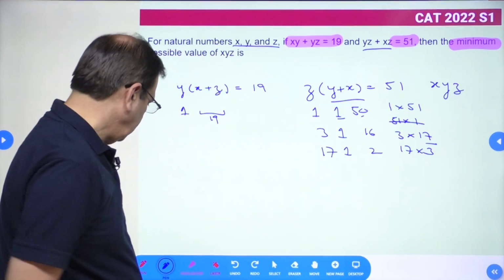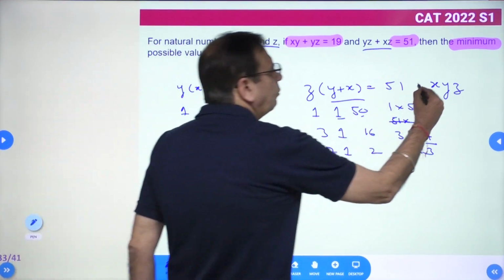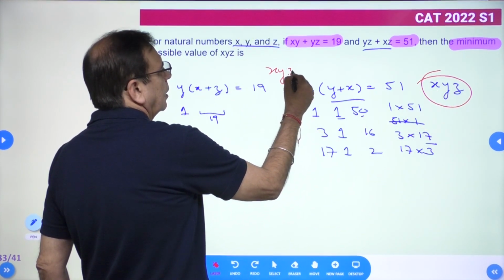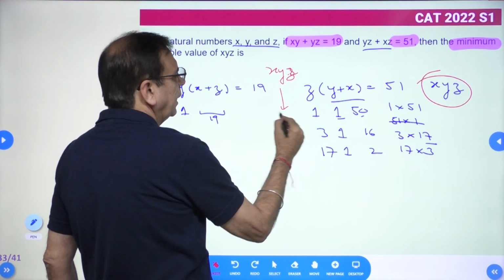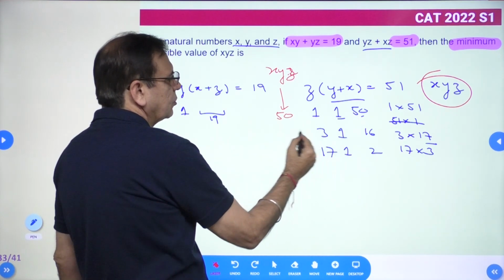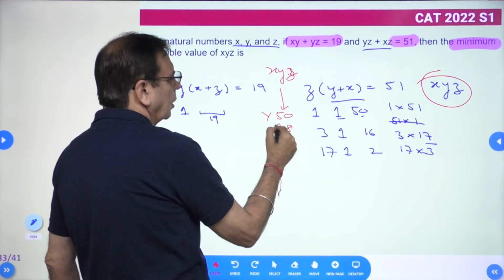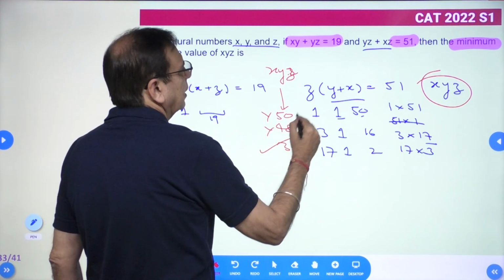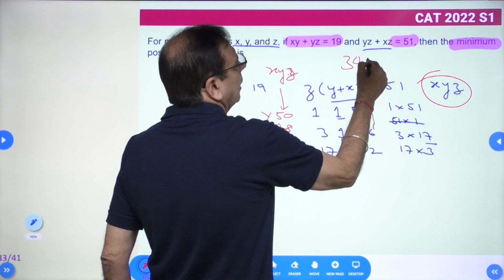What do we need to find? The minimum value of xyz. Let's check what xyz is going to be. 50 into 1 into 1 is 50. 16 into 3 is 48. 17 into 2 is 34. So this is the answer: the minimum value is going to be 34.